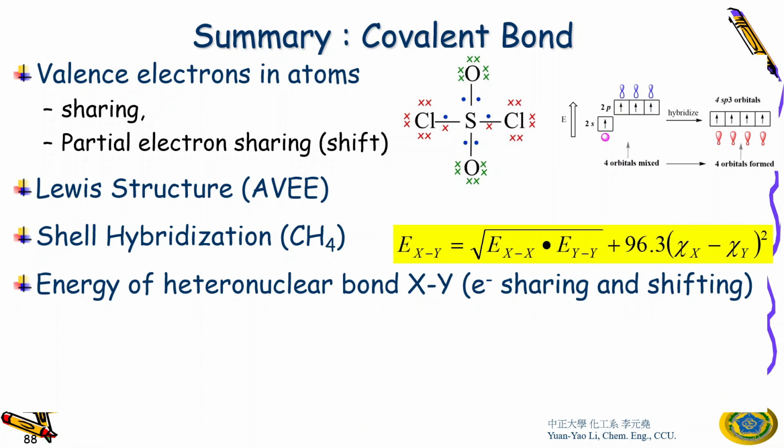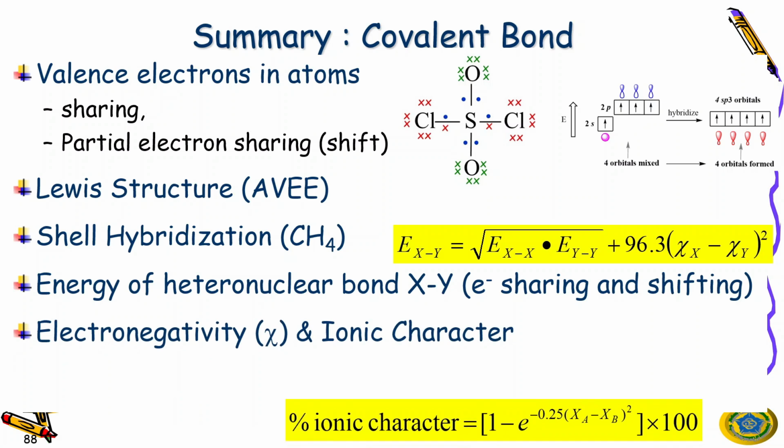heteronuclear bonds. For example, this bond, I just told you, not only involves sharing electrons, but also involves shifting the electrons. So the energy of this bond can be represented like this. This term represents energy, electron sharing. This term represents electron shifting. Because you see this is chi x minus chi y, where chi is the electronegativity.